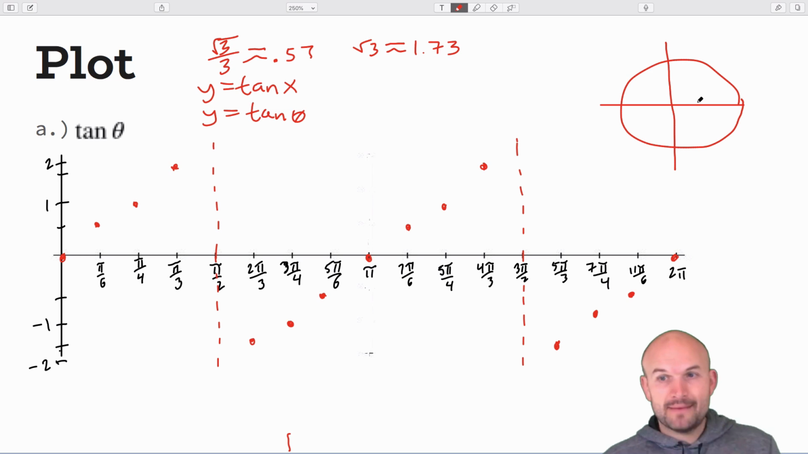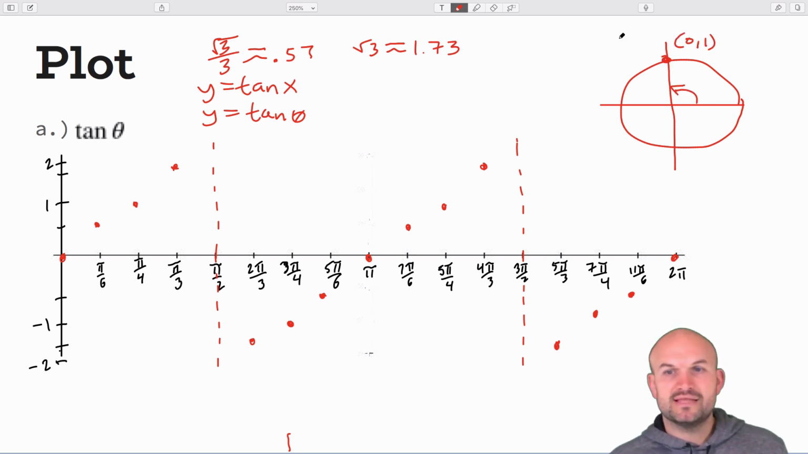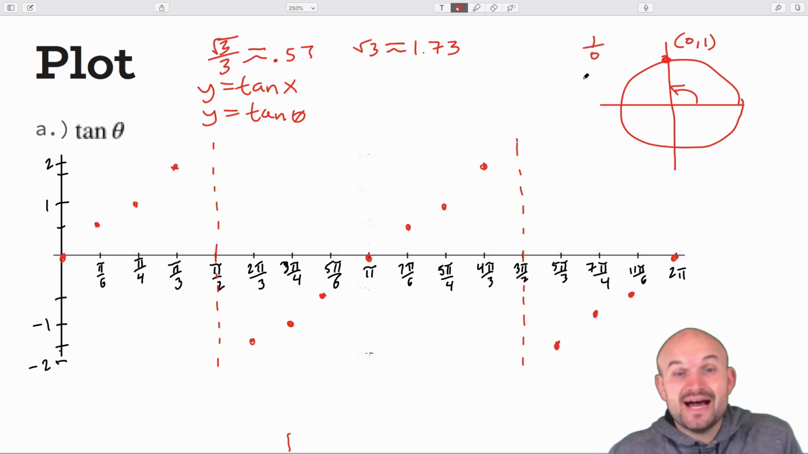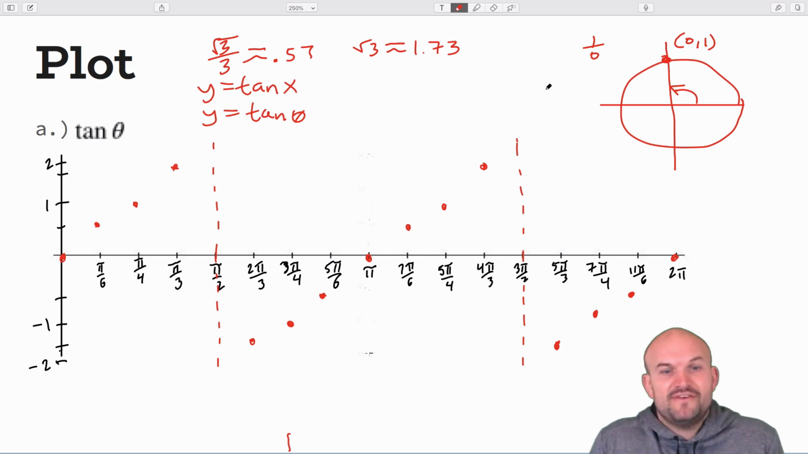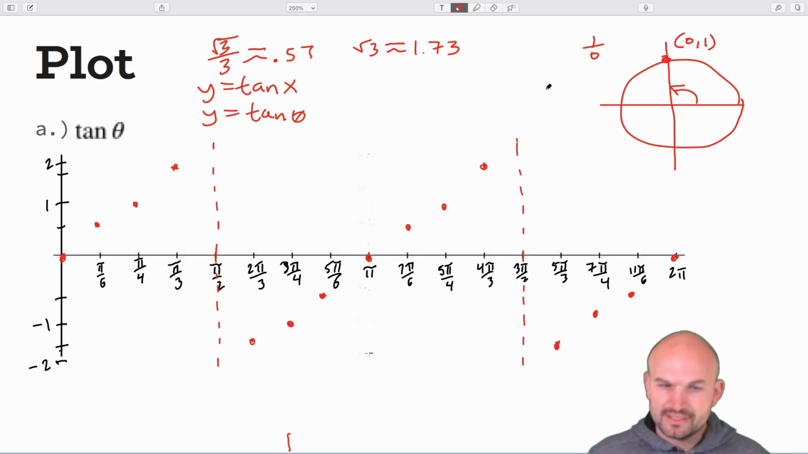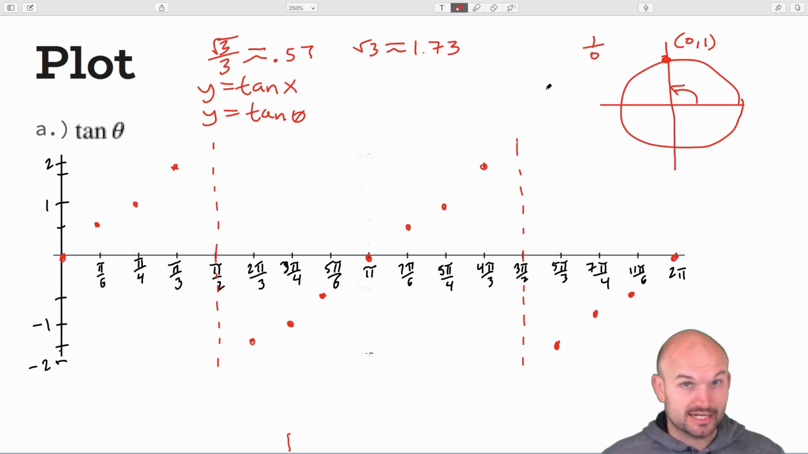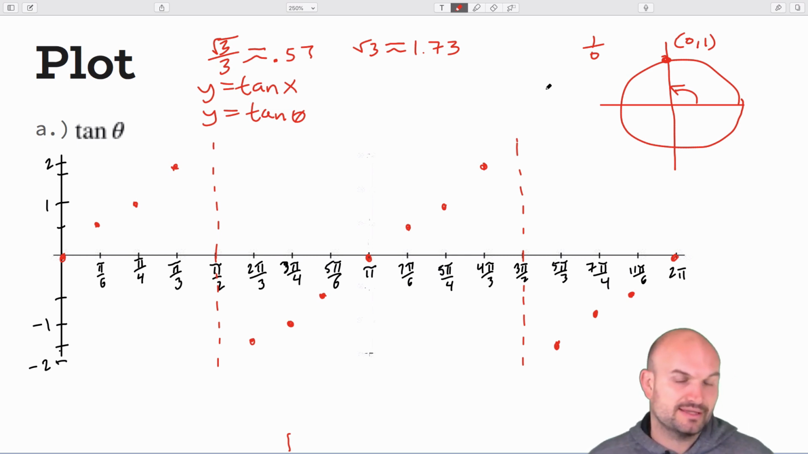Right? So at pi halves, this coordinate point here is 0, 1. That means the tangent, y over x, is undefined. And so it's like, well, what do I graph when it's undefined? And the best answer is nothing. It's undefined. You don't put anything there. However, in graphing, a graphing calculator is not going to put anything. Desmos online doesn't put anything there.